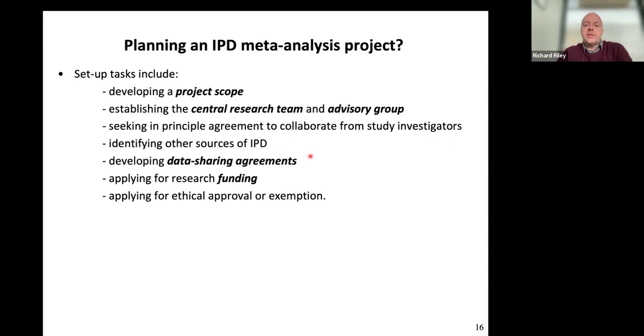Okay, let me assume that you've decided to do an IPD meta-analysis project because you think it's going to be worthwhile. What are some of the steps that we need to go through? So, setup tasks. These are the steps that we need to take before we get the IPD and start processing it. First of all, like any systematic review, we develop a project scope. What's the question? What are the estimands, the measures of interest statistically?